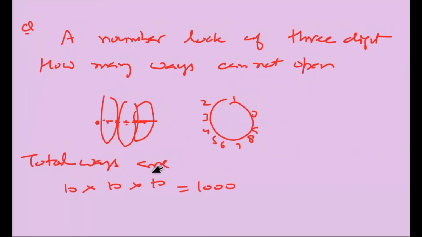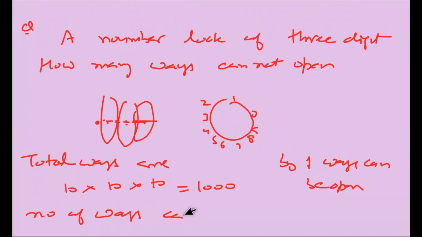0 0 0 is also one of the ways, and by one way you can open it. Which number have you found to open this lock? So what is the question? How many ways cannot open? So the number of ways cannot open is 1000 minus 1 equal to 999.